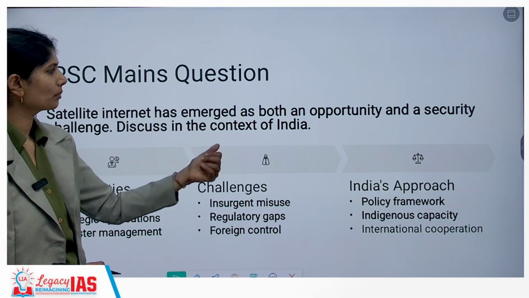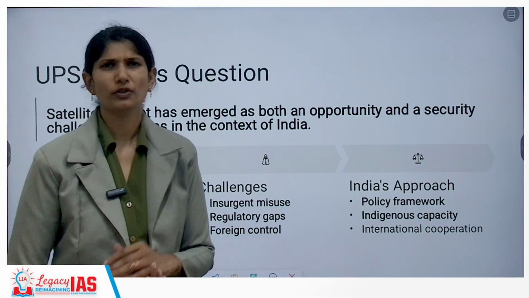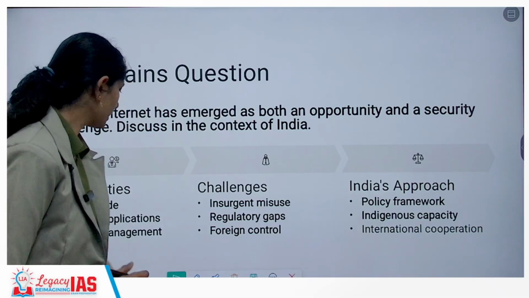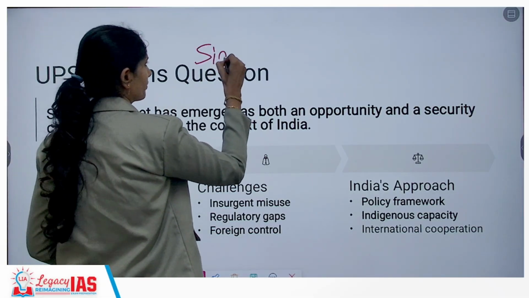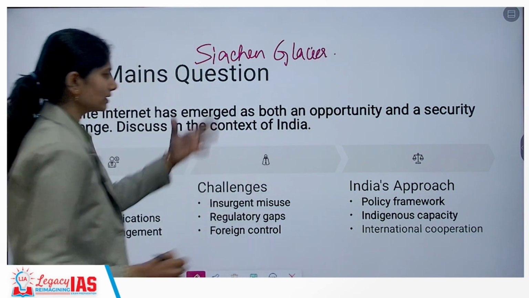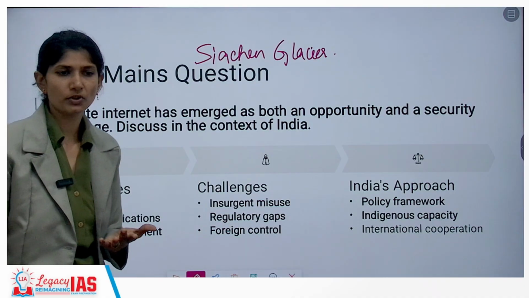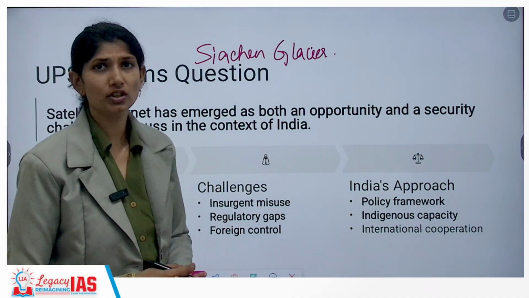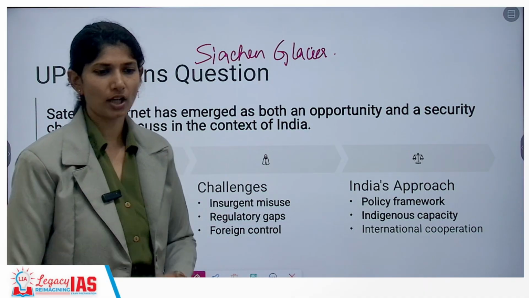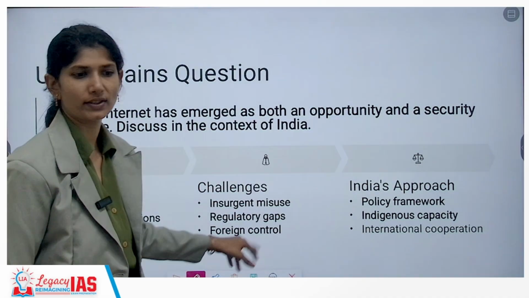Now let's see a possible mains question from this topic. Satellite internet has emerged as both an opportunity and a security challenge. Discuss this in the context of India. You can take the case study of Siachen Glacier. Understanding? And you can target this question from your opportunities with respect to civilian opportunities, military opportunities, the challenges, security concerns, and you can also speak about how India's approach has to be. Right, so this is it for the mains question.